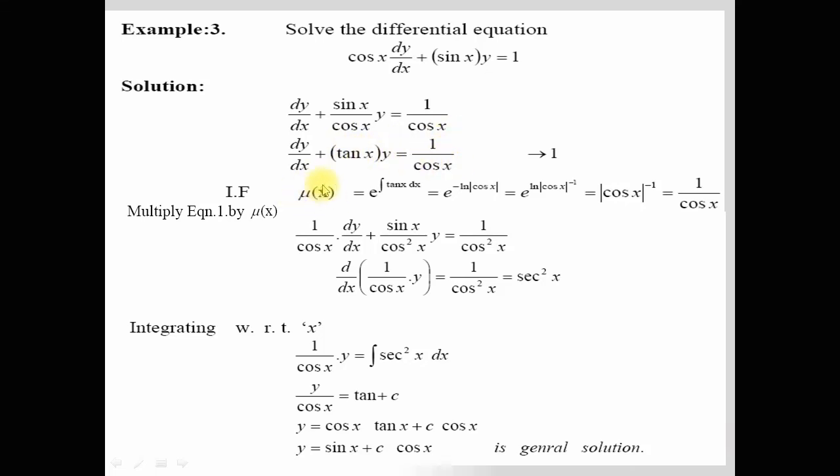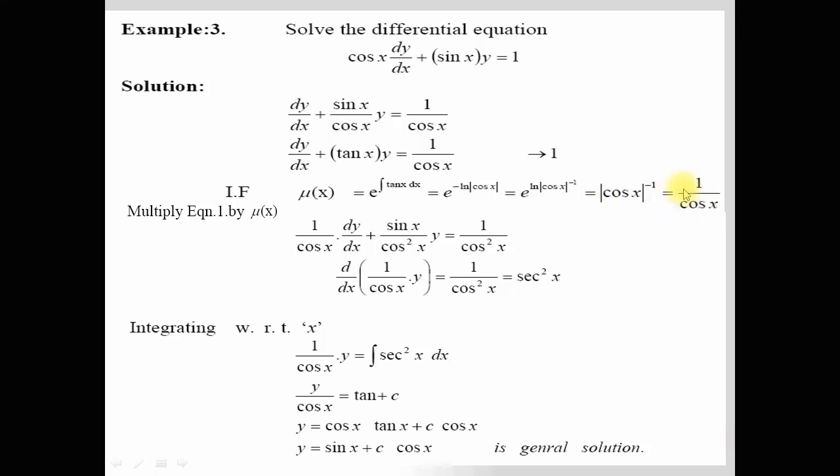So first of all, find the integrating factor. The integrating factor means e to the power of the integration of the p function, and the p function is tan x. The integration of the tangent function is minus log of cos x, and we obtain e to the power of (log cos x) to the power minus 1. After simplification we get cos x to the power minus 1, which is equal to 1/cos x.